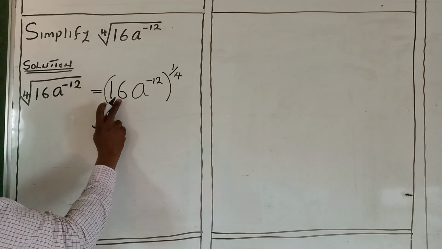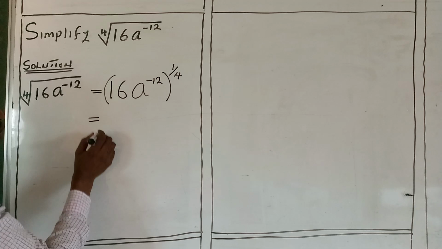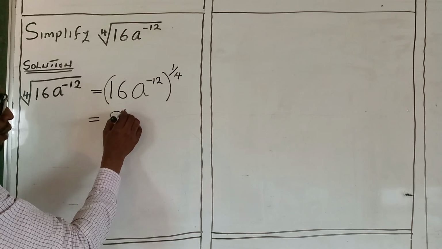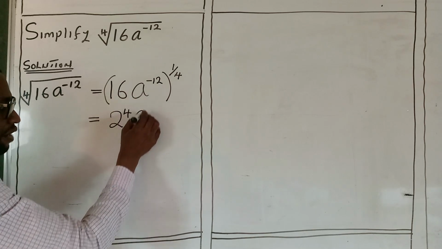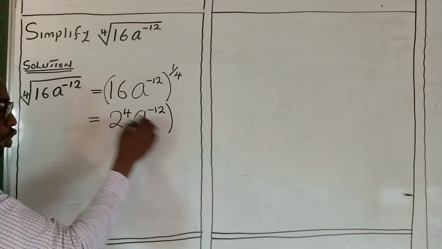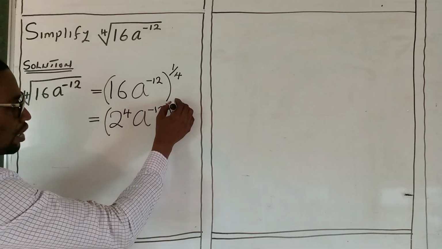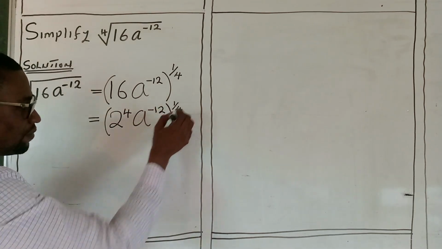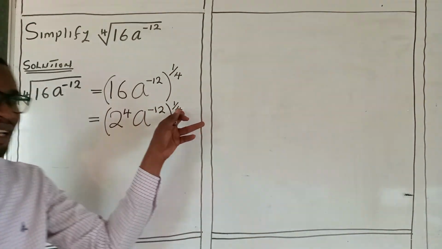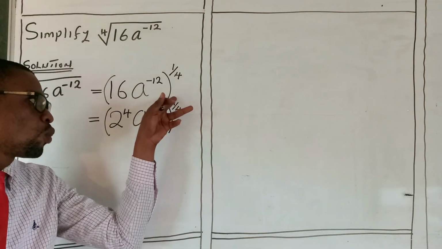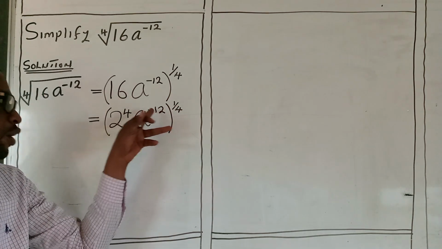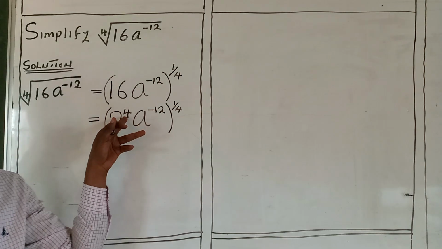What is the index form of 16? 16 could also be written as 2 raised to power 4. And then we have a raised to power minus 12, then all raised to power 1 all over 4. Now, how do we now clear this fractional index? We simply multiply 1 over 4 by the index of a and also by the index of 2.